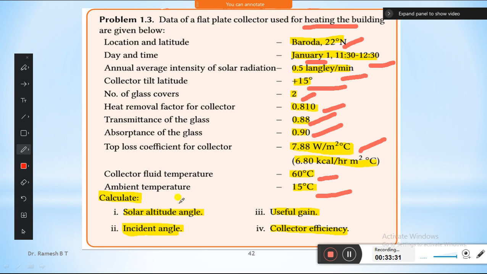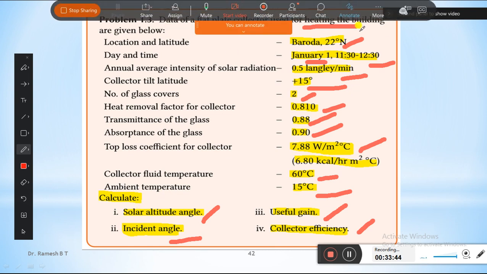By using these data, you have to calculate the solar latitude angle first, second the useful energy gain, third the incident angle, and fourth the collector efficiency. You have to calculate these 4 unknown quantities by using these data.